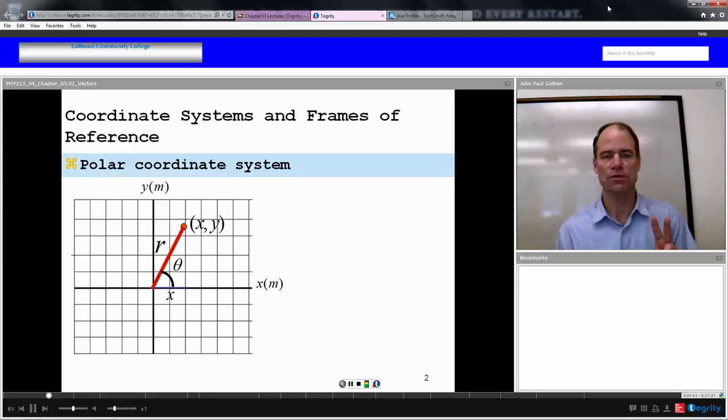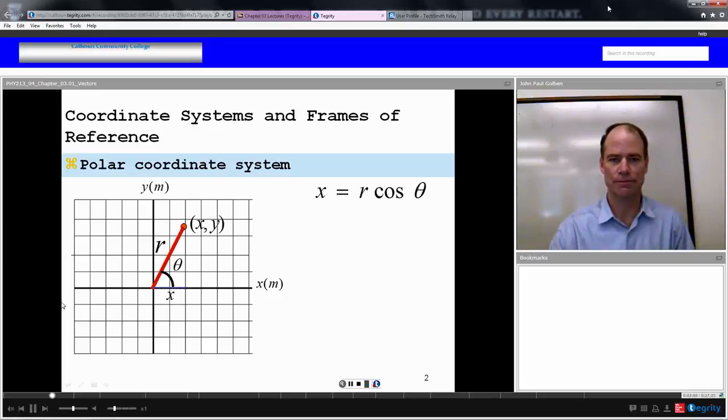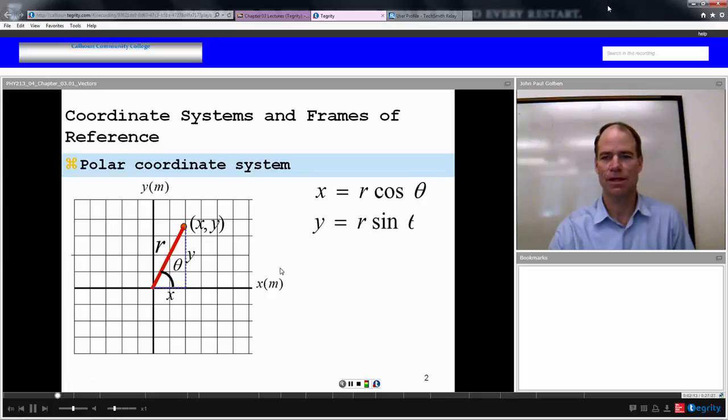So I need 2 variables either in the polar coordinate system, the length and the angle, or 2 variables in the Cartesian coordinate system, x and y. Now if I look at this right triangle here, I can see that x is one side of that right triangle, and it's actually equal to the hypotenuse r times the cosine of theta. And for that matter, y is equal to r times the sine of theta. So I can get x and y from the values of r and theta.